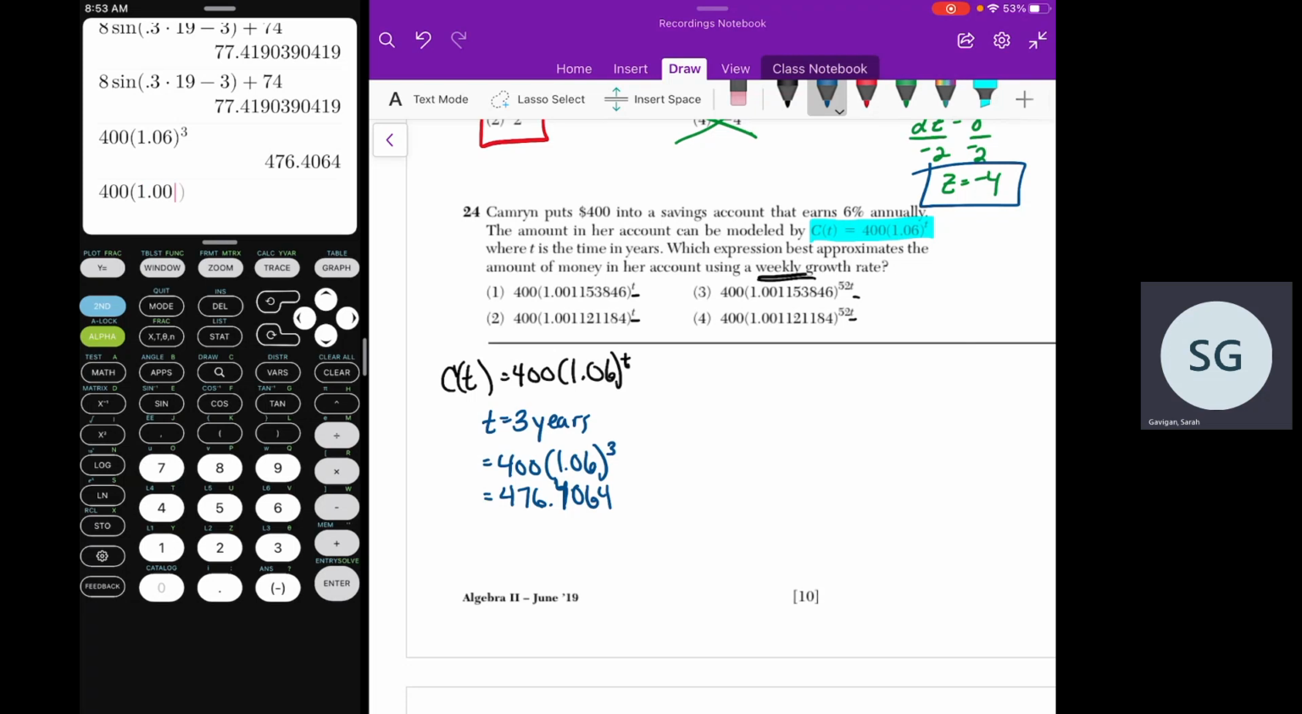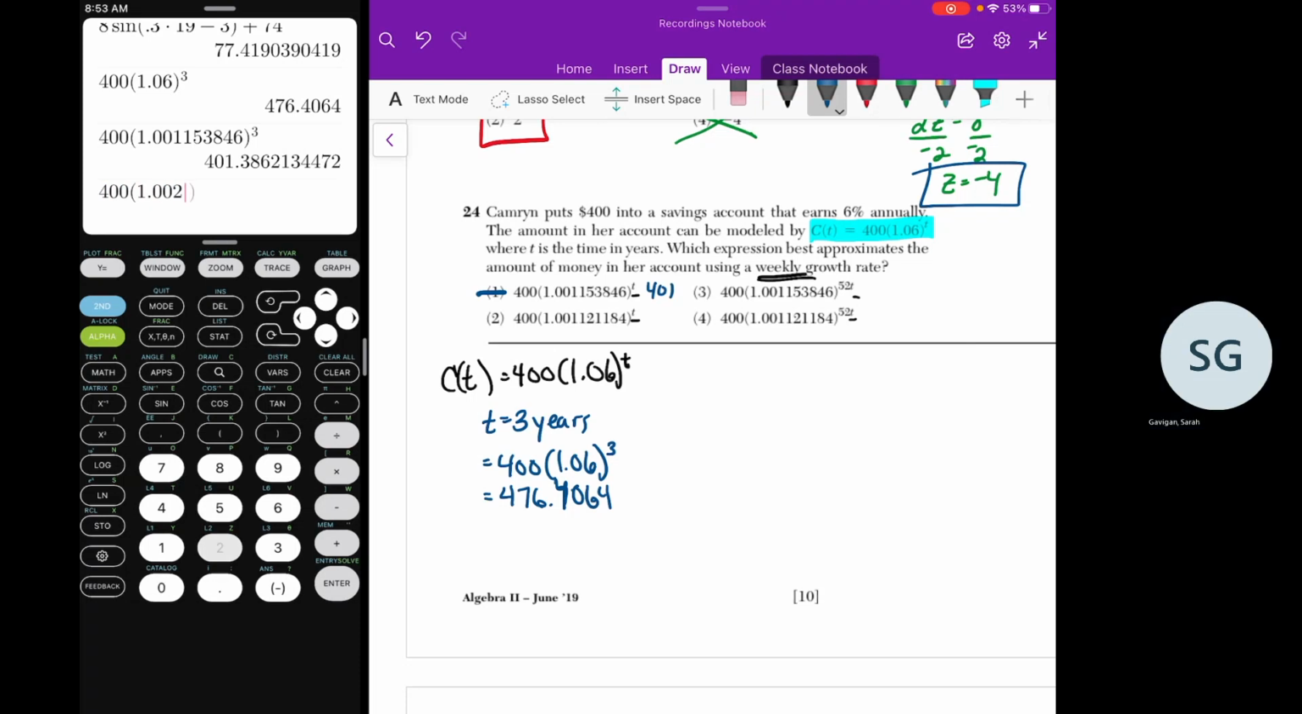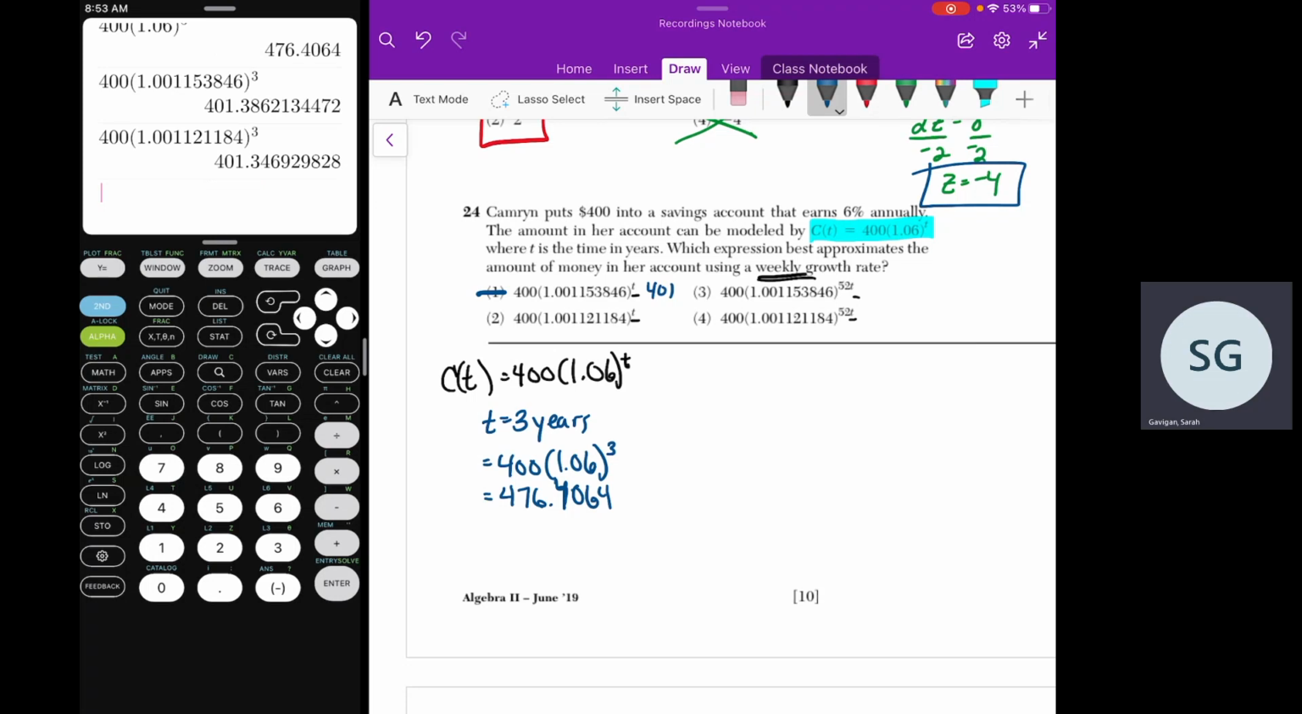It's a long number. To the 3. That's 401. So that's not the right choice. That is 401. So let's try the next one. What happened here? Okay, to the T, to the 3. That's 401 as well. It's the same thing.